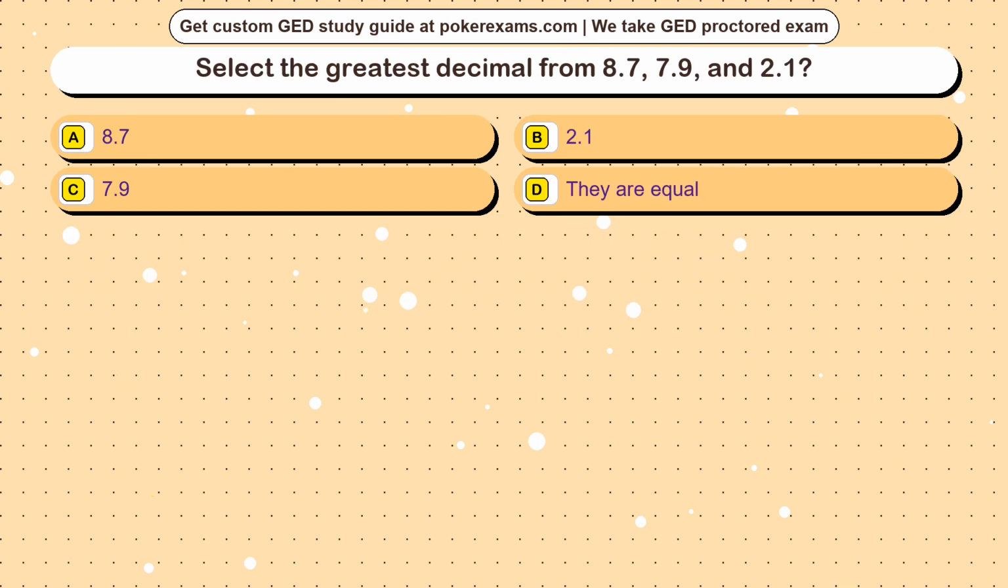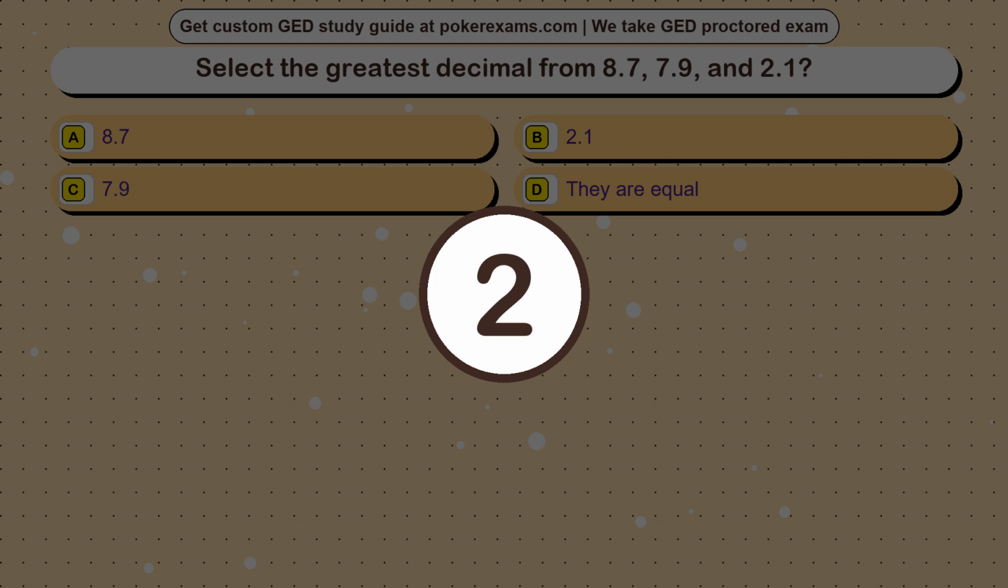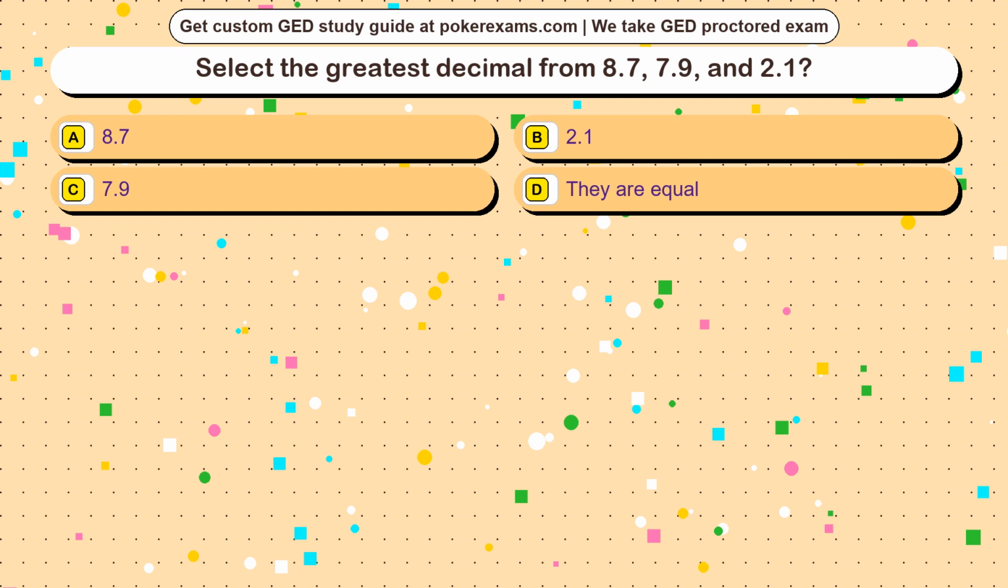Question 7. Select the greatest decimal from 8.7, 7.9, and 2.1. Option A, 8.7. Option B, 2.1. Option C, 7.9. Option D, they are equal. The correct answer is option.